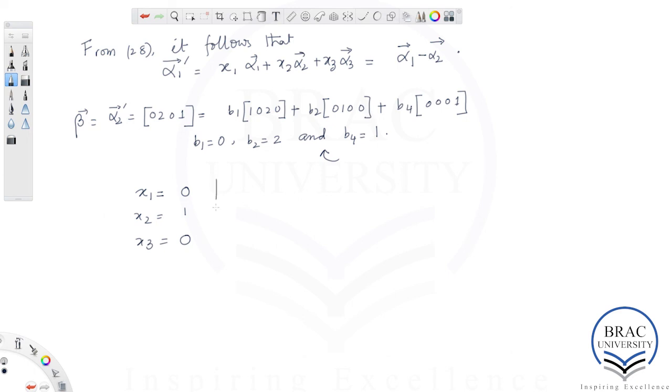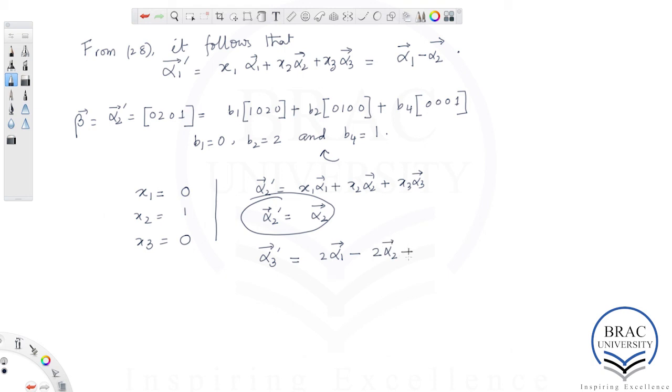So which means that alpha 2 prime is supposed to be x1 alpha 1 plus x2 alpha 2 plus x3 alpha 3, right? So plugging in these values of x1, x2, and x3 here, we see that alpha 2 prime is going to be equal to alpha 2. Okay? And applying exactly the same method, we find that alpha 3 prime is equal to 2 alpha 1 minus 2 alpha 2 plus alpha 3. Okay? So this is alpha 3 prime. And this is alpha 1 prime.